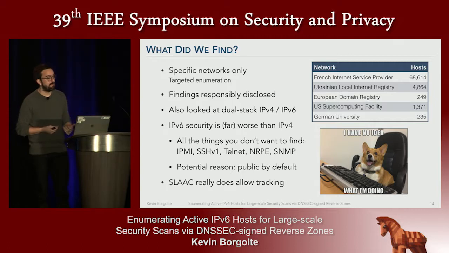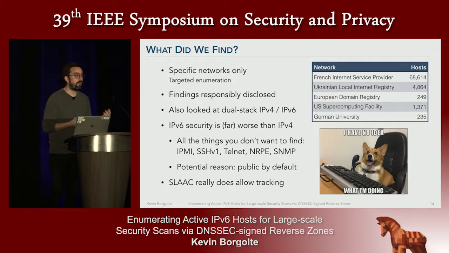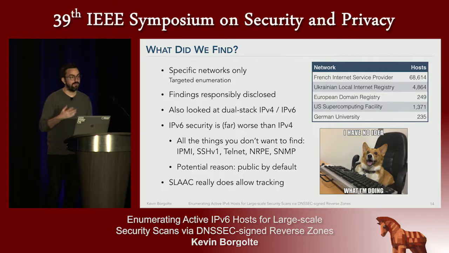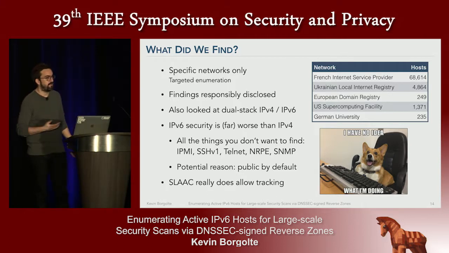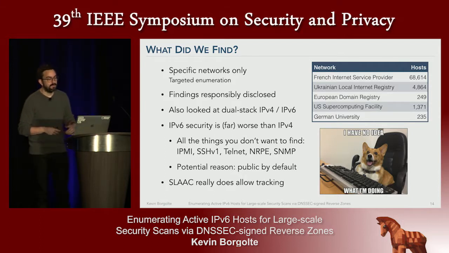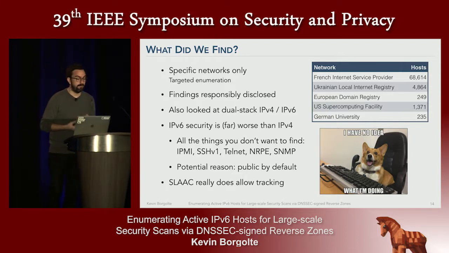You can find IPMI access, so you can get remote keyboard, video, monitor access, as well as powering servers on or off. You can still see access to SSH version 1. You can still get telnet access to apparently Cisco routers. You can see unrestricted access to the Nagios remote plugin execution engine, as well as SNMP, though we didn't really know whether it's read-only or read-write, because we can't just write something to an SNMP port on the internet. That would be entirely unethical. They are already indicative that there are problems in the way IPv6 is currently being deployed.